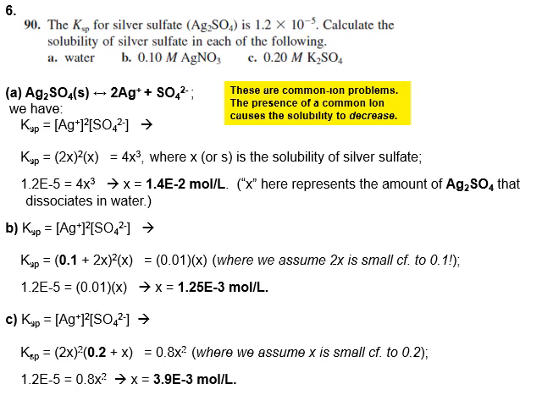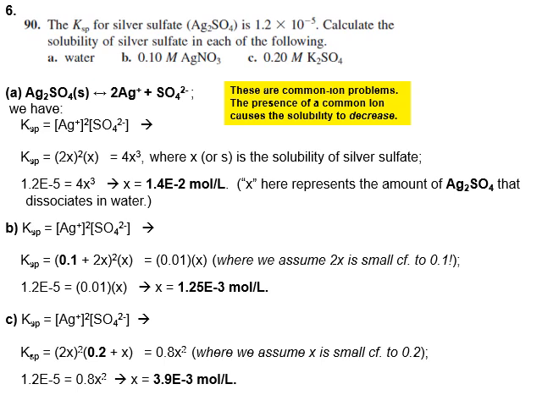Okay, I accidentally skipped 2 slides. Sorry about that. So I won't be able to go through the problem ahead of time as I usually do. So anyway, this problem says the KSP for silver sulfate, which is Ag2SO4, is 1.2 times 10 to the minus 5th. Find the solubility of silver sulfate in each of the following.